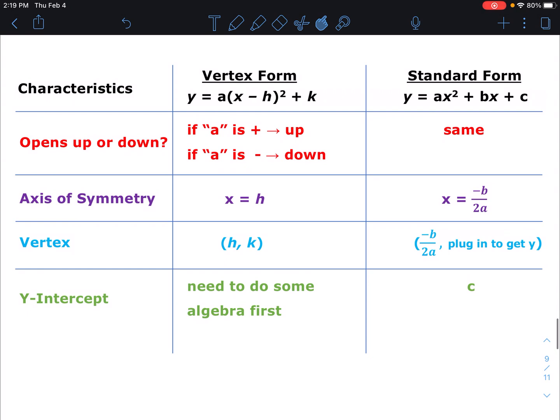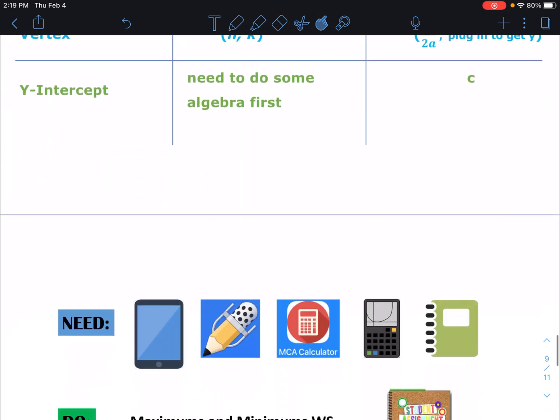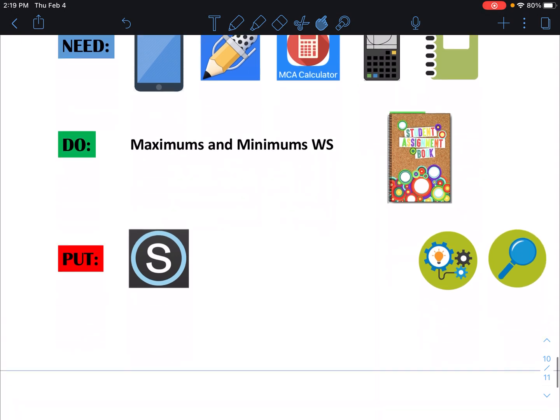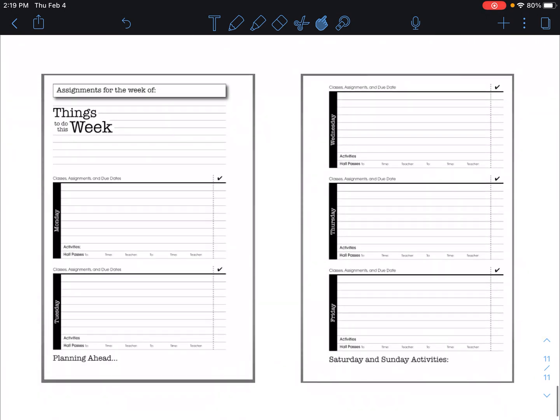Once again, this is a helpful slide if you need to reference it. But now what I'd like you to do is to work on your maximum and minimums worksheet. Don't forget to put that into your student assignment book, your planner. Write that in there and then check it off as you finish. All right, have a good one.